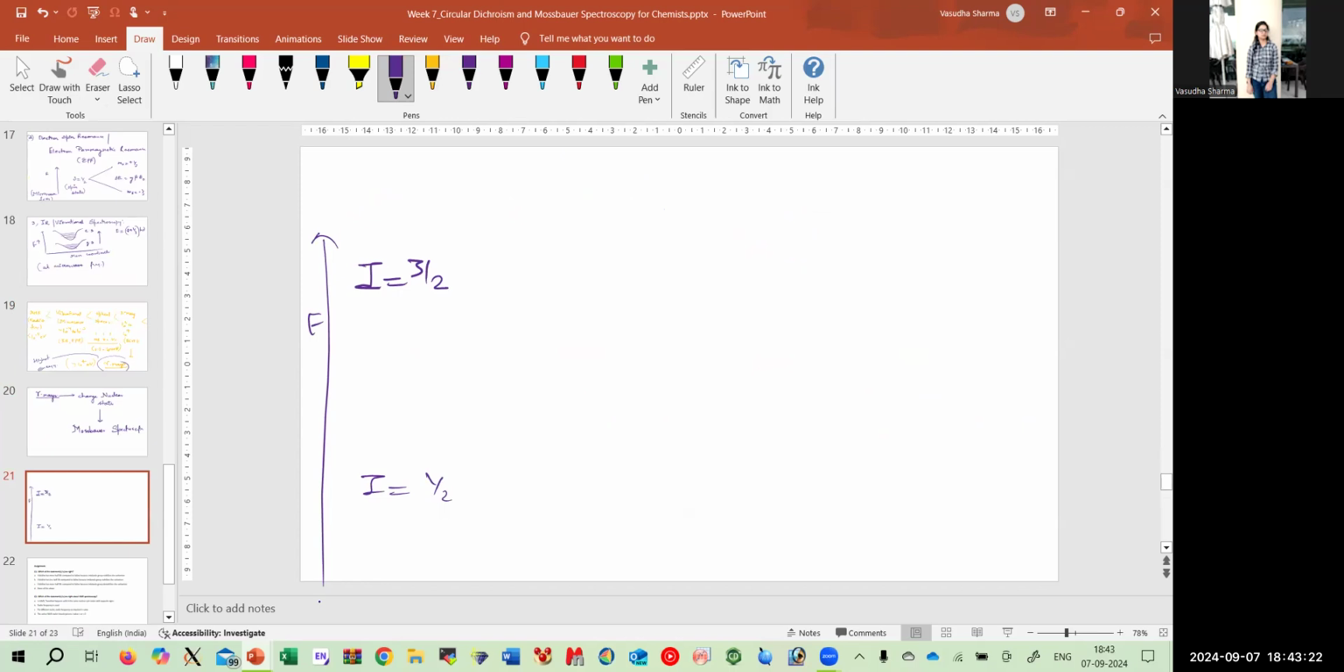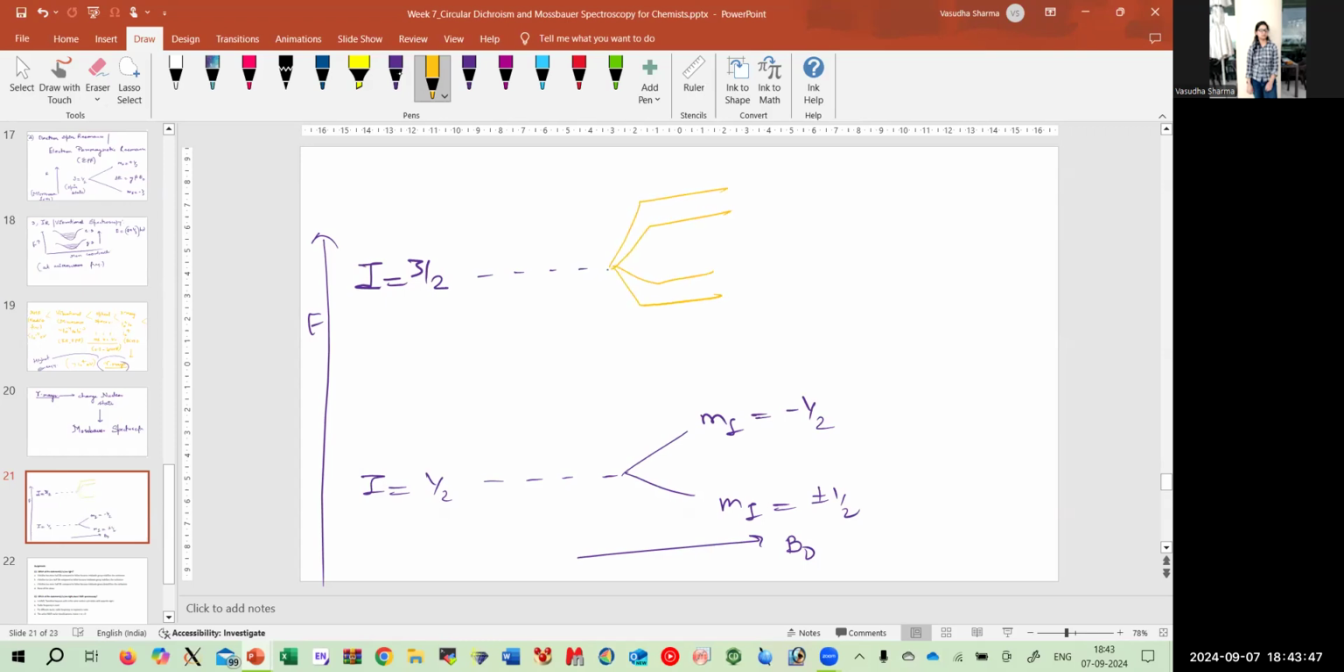Now these are two different nuclear spin states, and in presence of the magnetic field, when I'm giving a magnetic field, this will split into Mi minus 1 by 2 and Mi plus 1 by 2. Similarly, the above one would also split into 4: minus 3 by 2, minus half, plus half and plus 3 by 2.